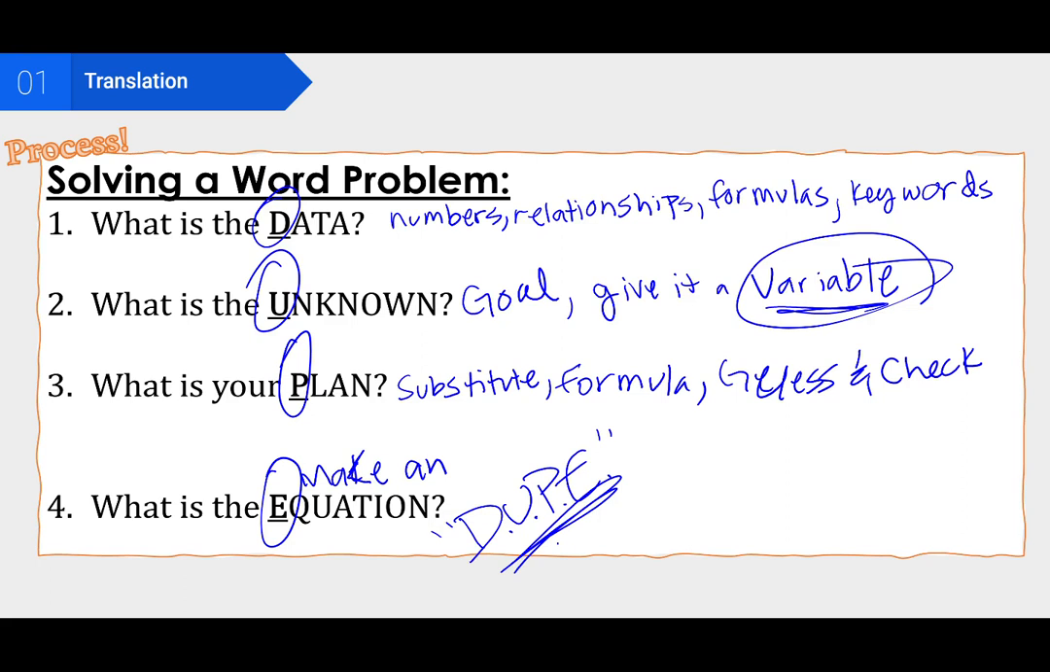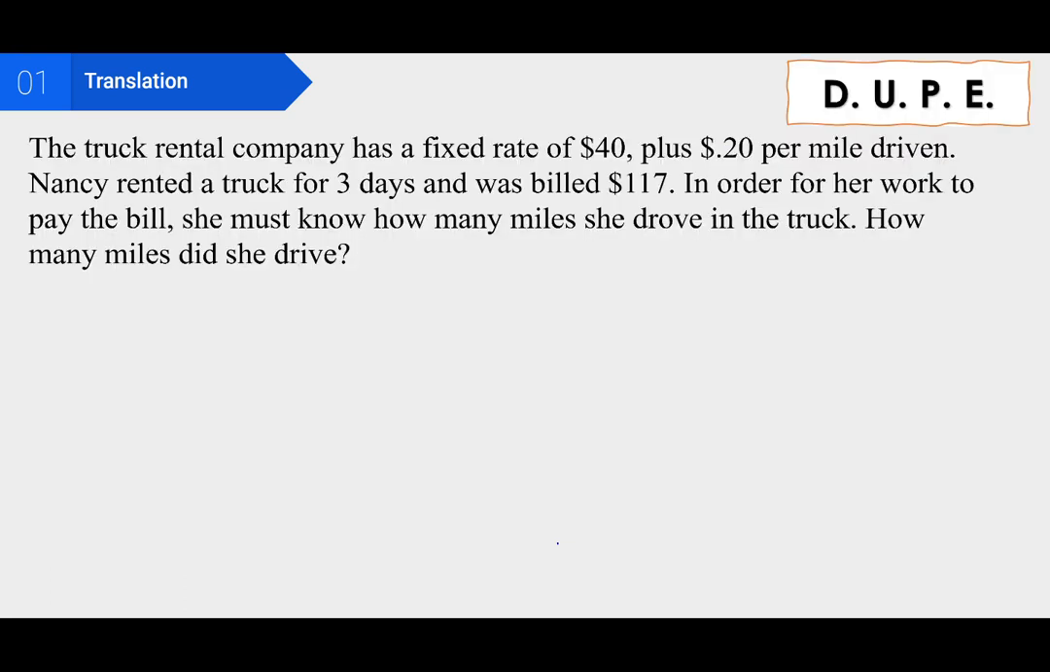We're going to walk through this process for the next few word problems. We're going to try it out first with a translation problem. Okay, here's what we mean. This is a bunch of numbers and words, and we're going to try to create an equation from it. That's how we're going to translate it. So let's walk through this problem, looking first for the data.